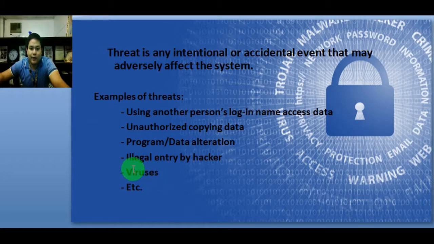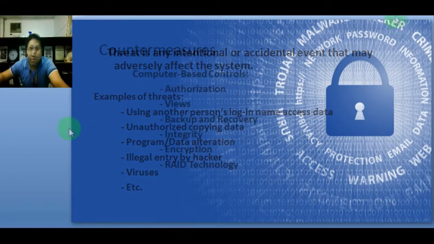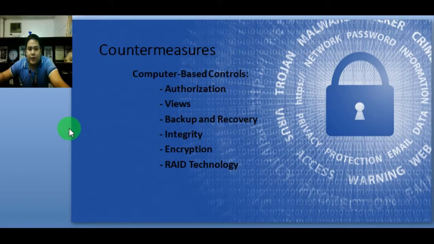And the fourth one is illegal entry by hackers. Some can access something even without authorization, or even enter programs and access files that are designed to be private. And the fifth one, as we all know, is viruses, how they work and how they can damage our information, etc.